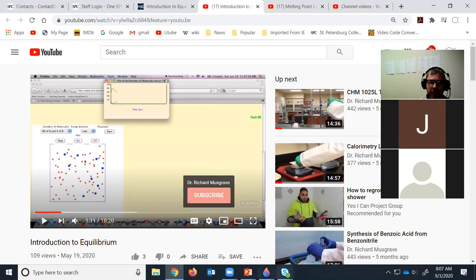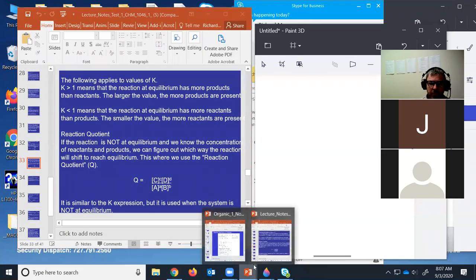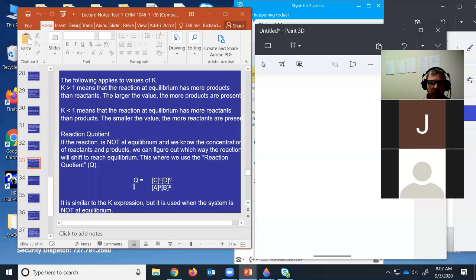What I can do, though, is use this expression called Q. Now, Q has exactly the same form as K, except now this could be used anytime. It doesn't have to be just used at equilibrium. It can be used anytime, even when the reaction is not at equilibrium.